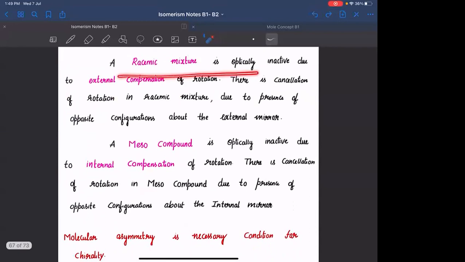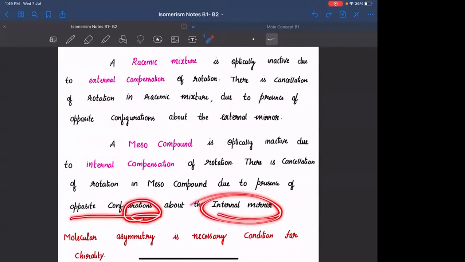Racemic mixture is optically inactive due to external compensation of rotation. There is cancellation of rotation in a racemic mixture due to presence of opposite configurations about an external mirror. Meso compound is optically inactive due to internal compensation of rotation. There is cancellation of rotation in meso compounds due to presence of opposite configurations about an internal mirror. Is that clear?